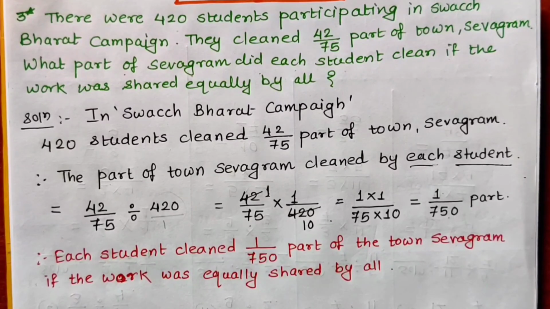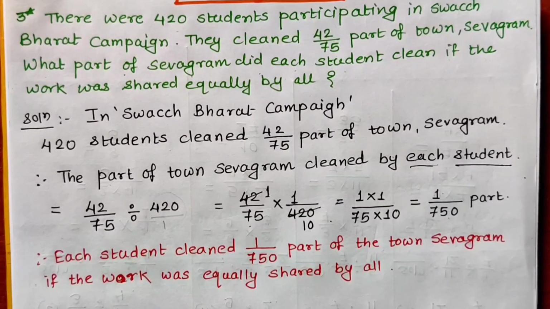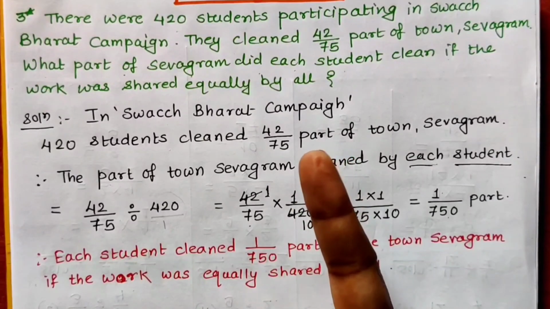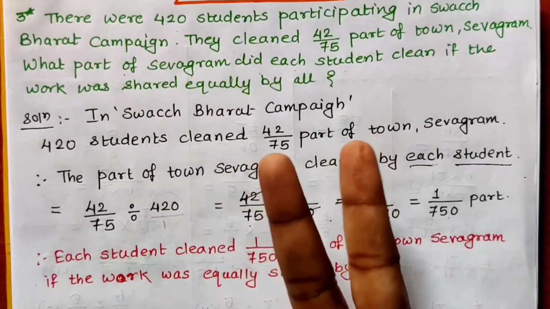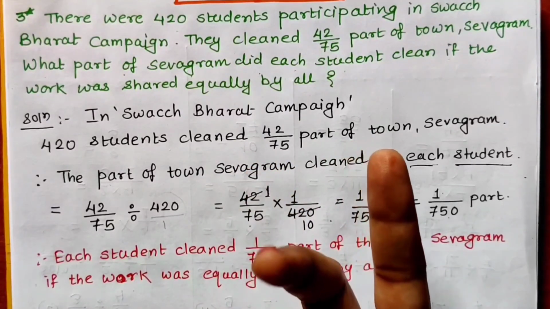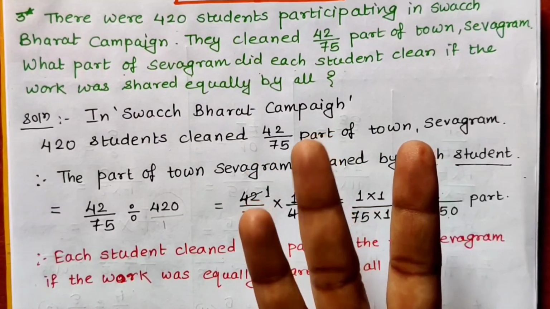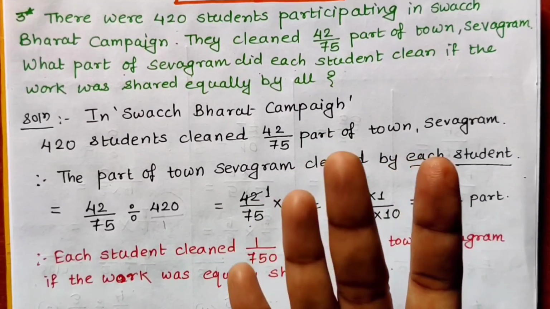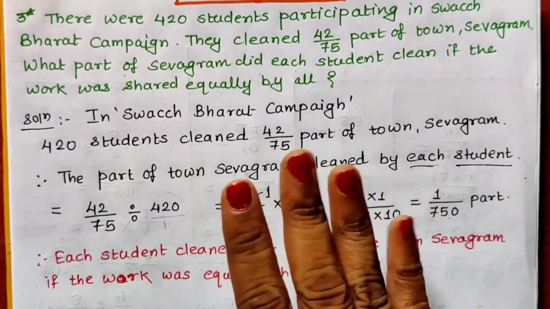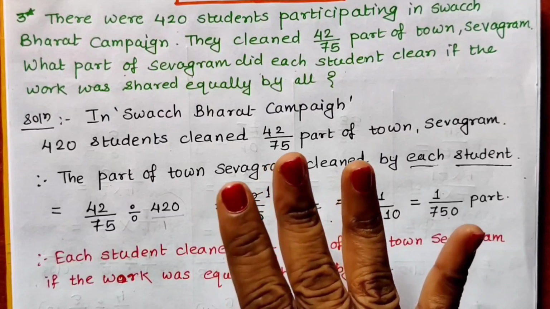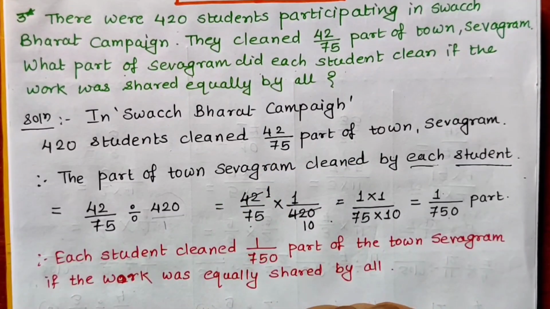Our practice set 13 all sums are completed. Now we have completed our chapter number 4, operations and fractions. How many operations we have seen? We have seen addition, we have seen subtraction of fractions, we have seen multiplication of fractions, and we have seen division of fractions. We have seen all 4 operations on the fractions in this chapter number 4.